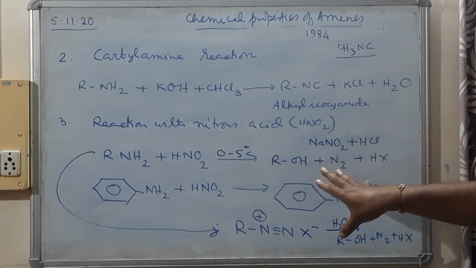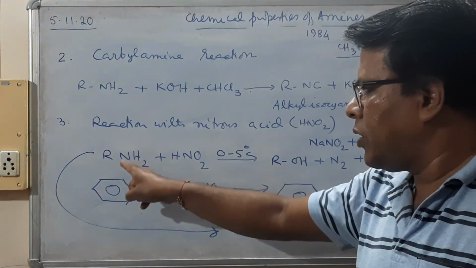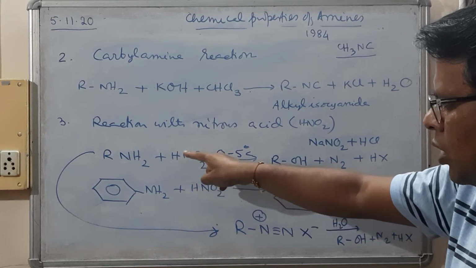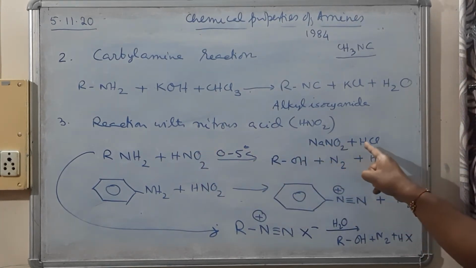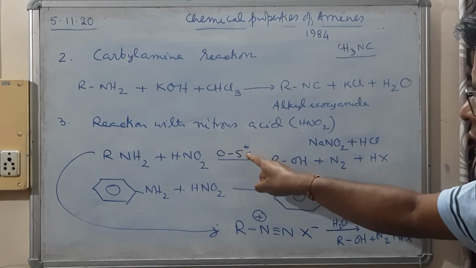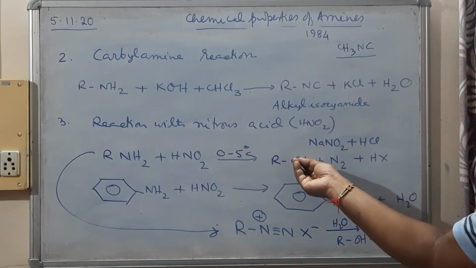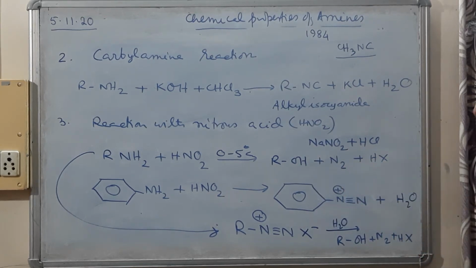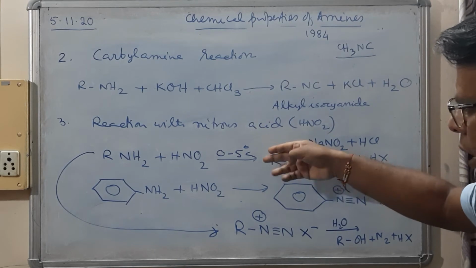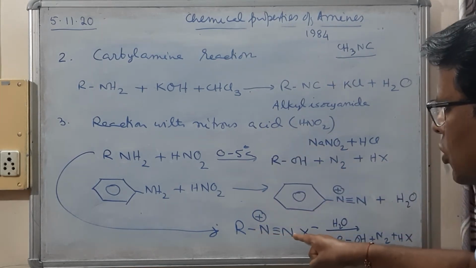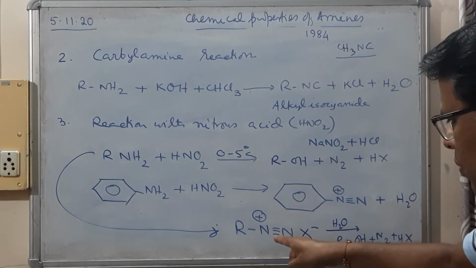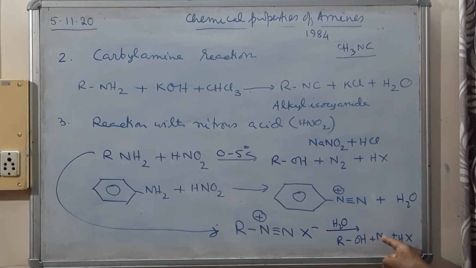If we make a summary here, we can say that aliphatic primary amine with nitrous acid, we are not actually using nitrous acid, we are using NaNO2 and HCl at 0 to 5 degrees Celsius. Then we get alcohol, brisk effervescence of nitrogen gas, and the halogen acid. Actually, this aliphatic diazonium salt is formed in this reaction. Since it is unstable, it breaks down into alcohol, nitrogen, and halogen acid.